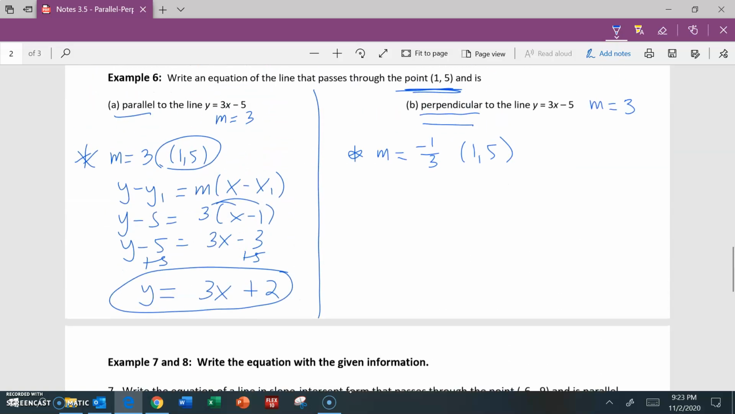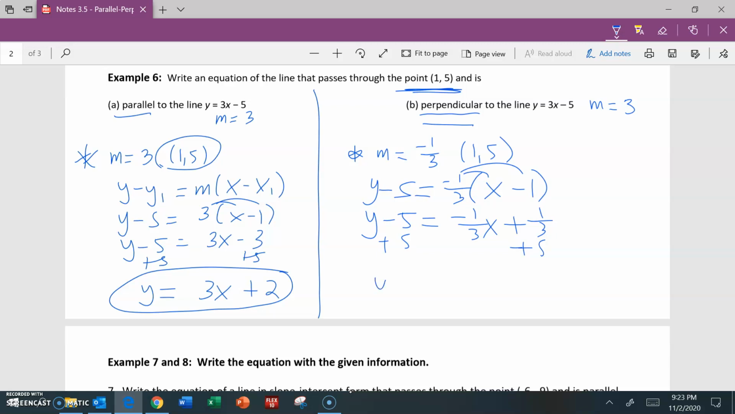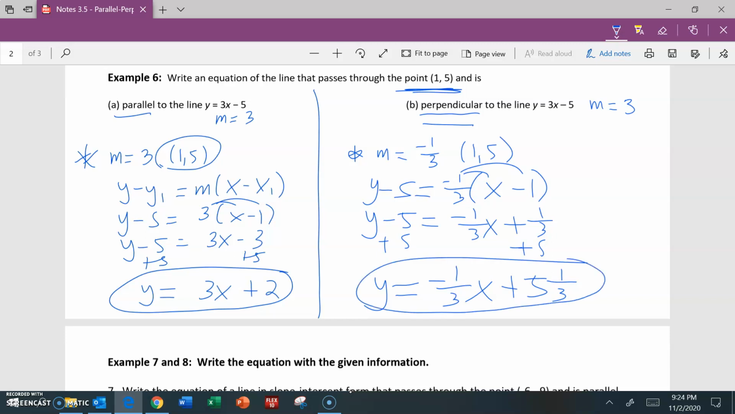Sorry, everyone. It's going to be y minus the y coordinate equals the slope times x minus the x coordinate. So now we're going to distribute negative 1/3 times x, and then negative 1/3 times the negative 1 is positive 1/3. We add 5, that makes for easy addition with fractions. So we have y equals negative 1/3 x plus 5 and 1/3. If I plug in 1, negative 1/3 plus 5 1/3 is 5, and it checks.